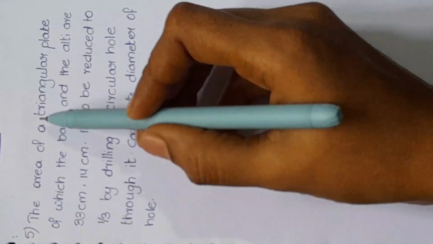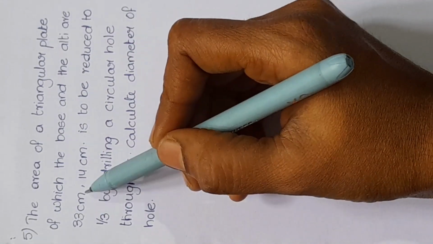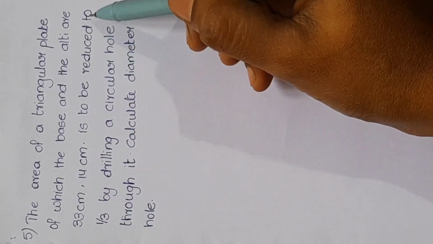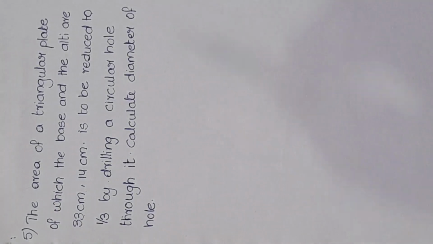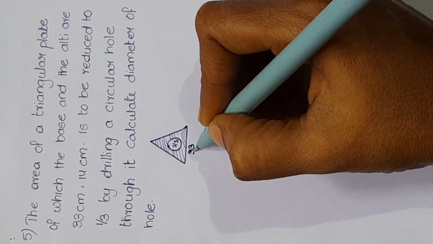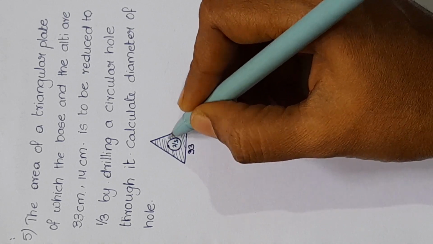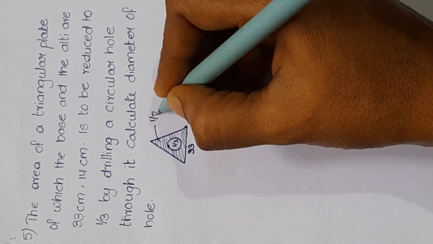Question number 5. The area of a triangular plate of which the base and the altitude are 33 centimeters and 14 centimeters is to be reduced to 1/3 by drilling a circular hole through it. Calculate the diameter of the hole. This is the triangular plate of base 33 centimeters and altitude 14 centimeters. A hole should be made. The shaded area should be 1/3 of the area.